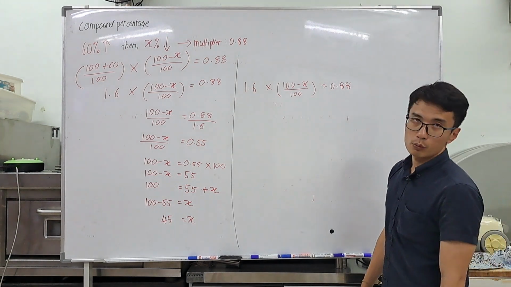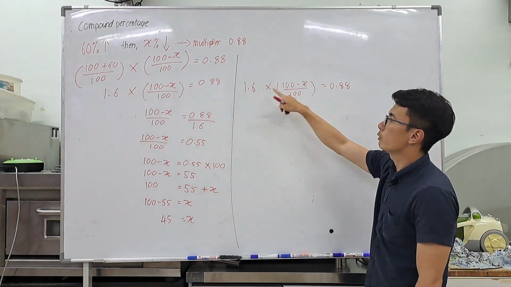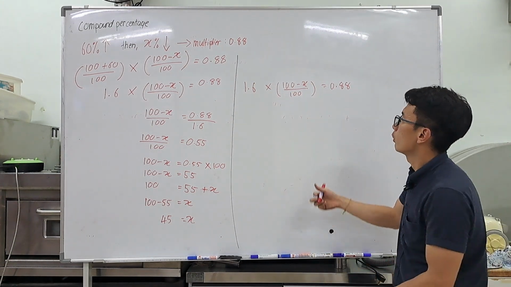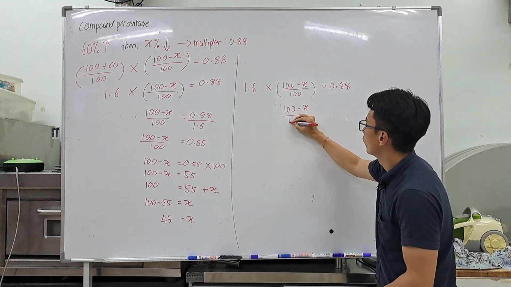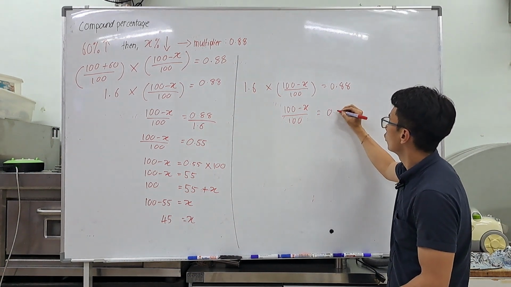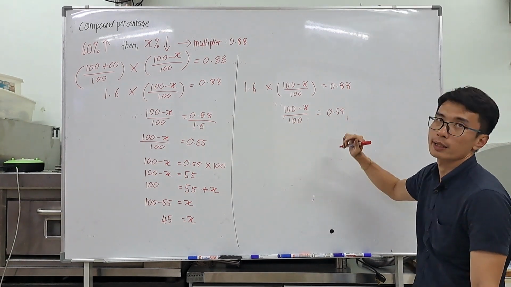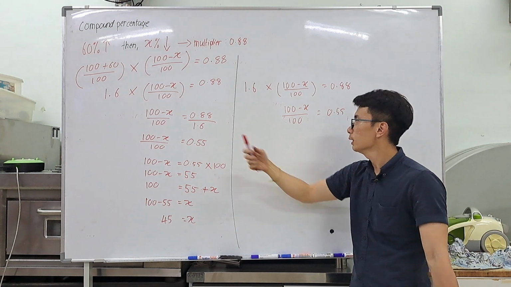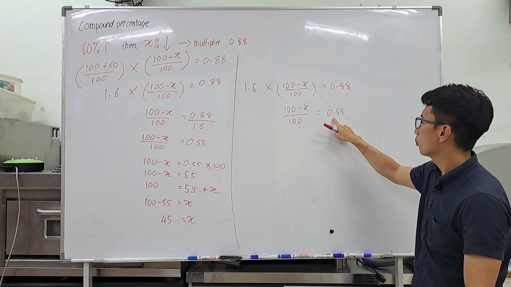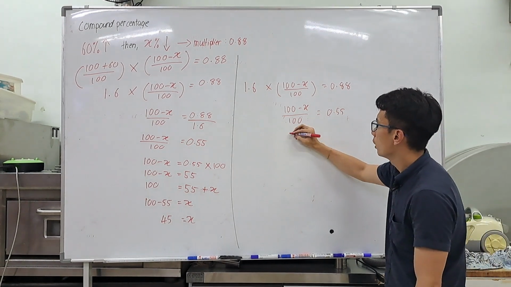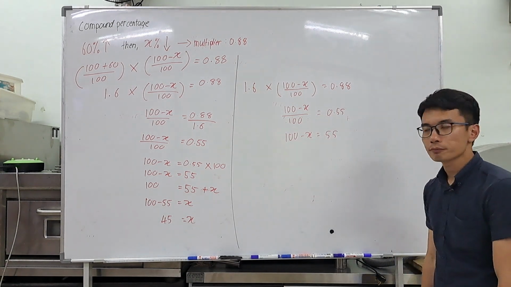All right, so the next thing I will do is, I know that I have to bring this over, and 0.88 will be divided by 1.6. So I can do that directly with my calculator. So I can write this down, 100 minus x over 100 will give me 0.55. All right, I can just divide this directly and just show the answer immediately, without showing this. Then after that, what do I do over here? I'm going to bring this 100 up. And this 0.55 is going to be multiplied by this 100. So I can rewrite this as 55, right?